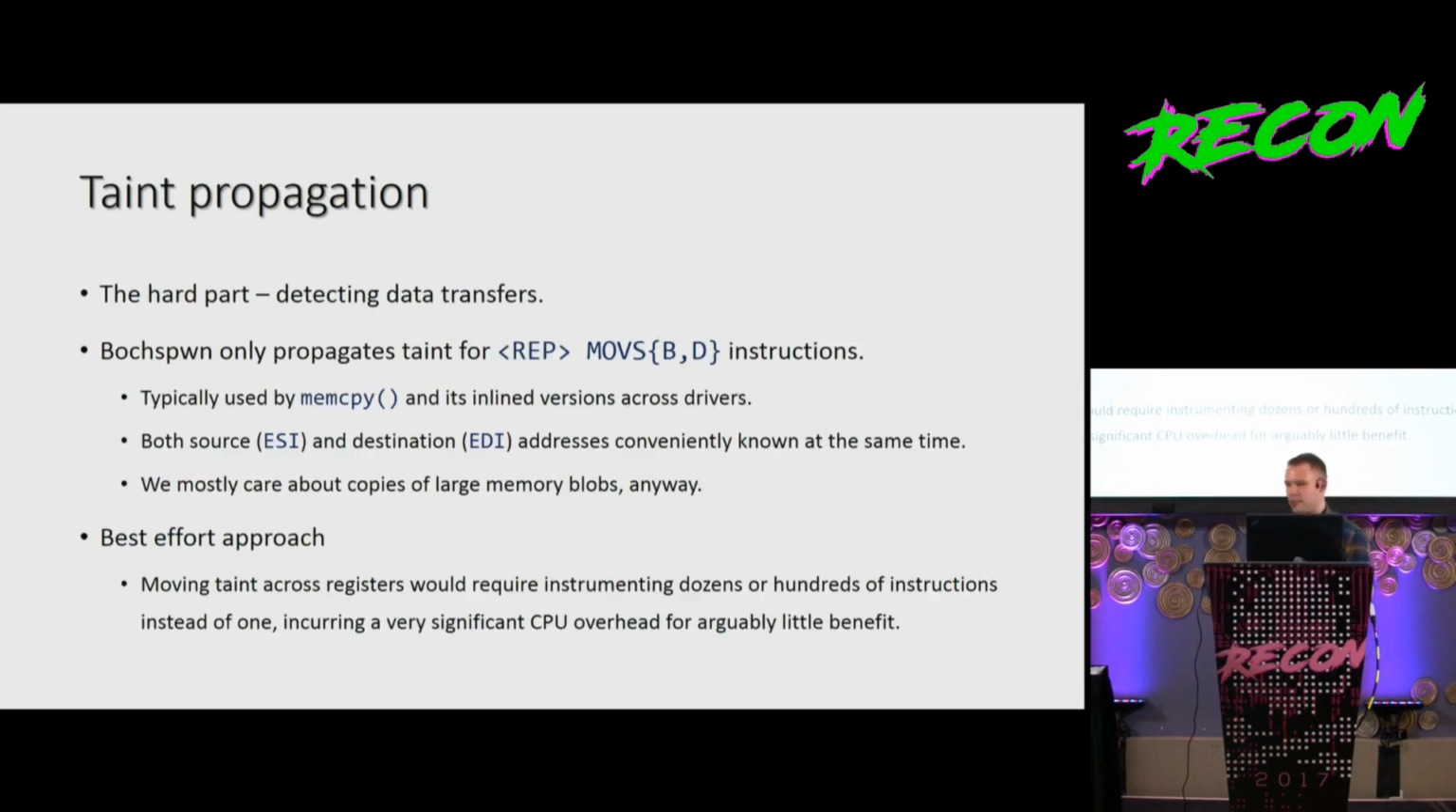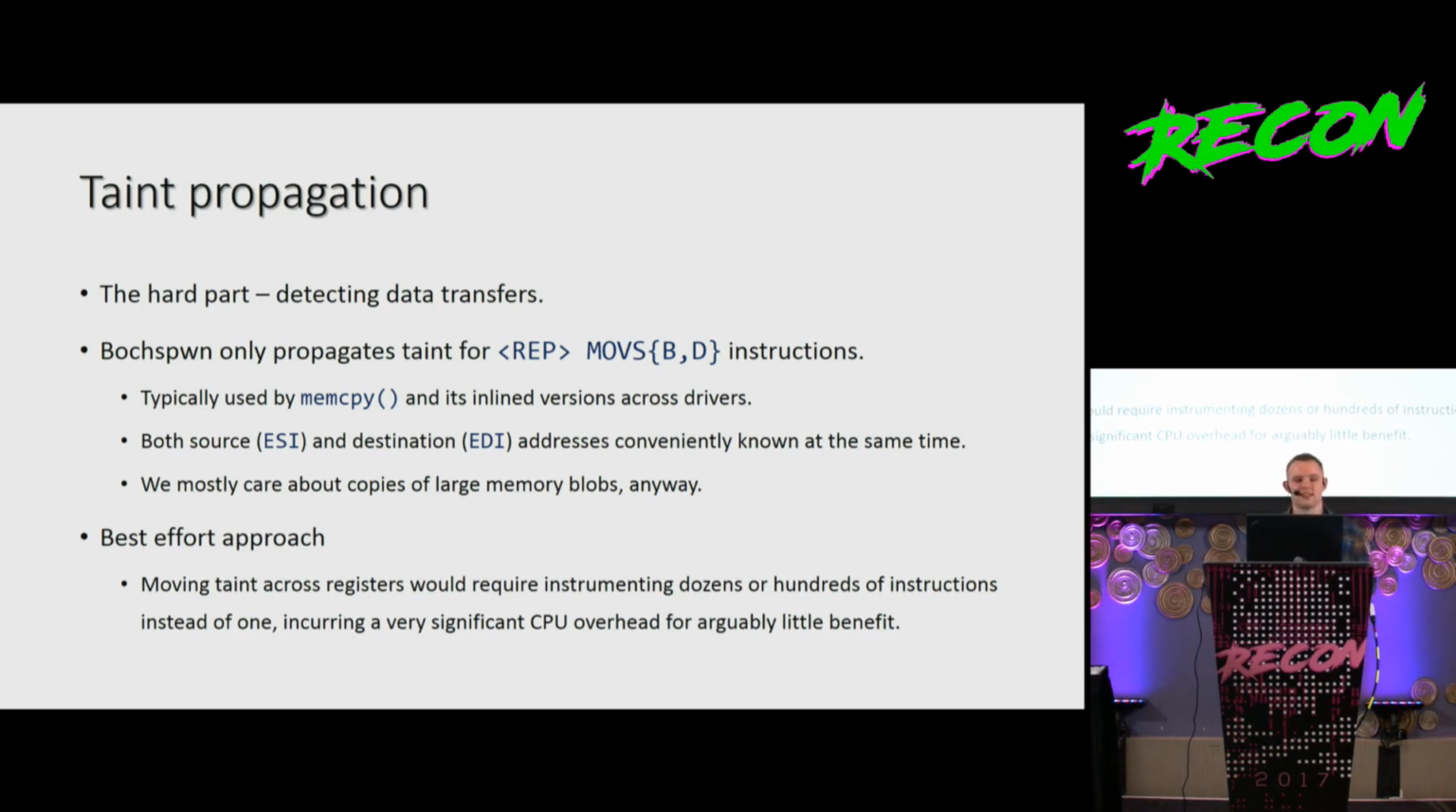And now we come to the hardest problem of all, which is taint propagation, because we somehow have to detect data transfers between memory. This is why I said in the abstract of the talk that the taint tracking is rudimentary, because we only actually propagate taint for one instruction, which is movsb, movsd with the rep prefix, which means that we know about all of the memcopy calls, both regular function calls and also the inline versions.